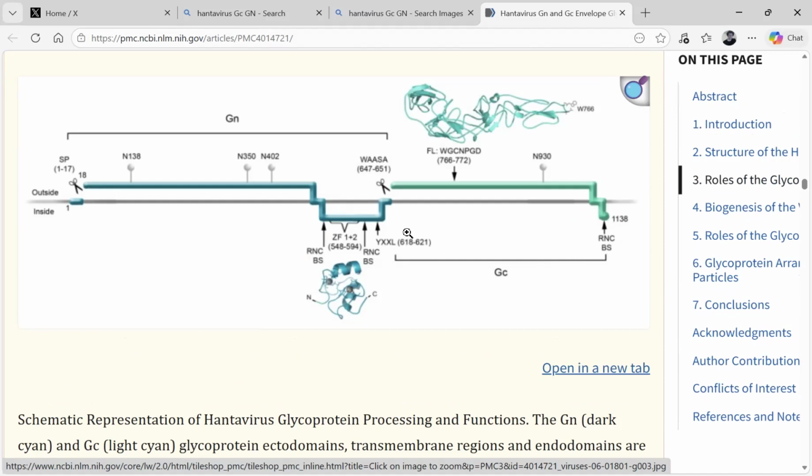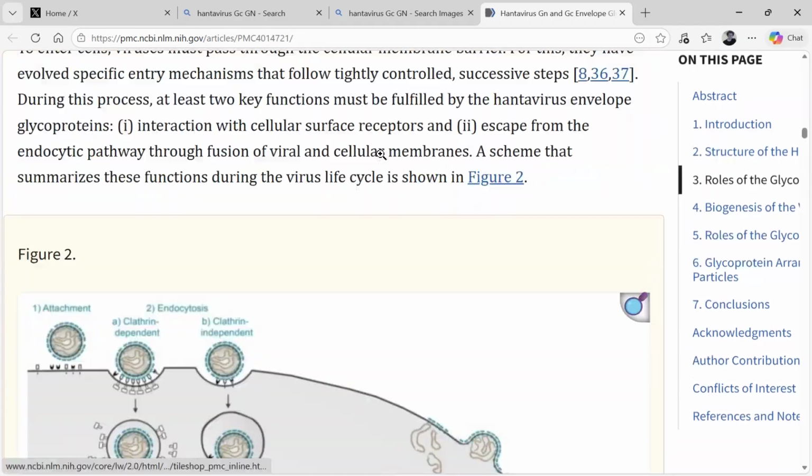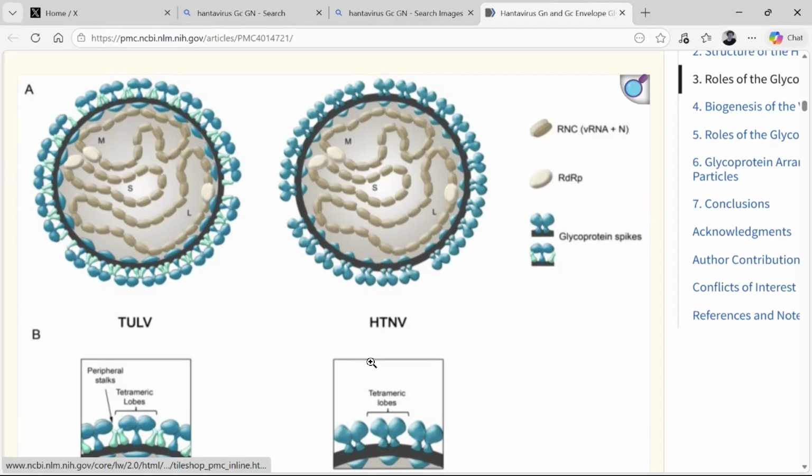All right, what does this all mean? It means that you have processing points that they've figured out to allow for certain binding and certain folding, and the cleavage areas to designate what the GN and the GC are. Now, it's important to remember that the GN and the GC bind together, and they will bind to other GN and GC complexes to build up a tetramer that is this right here.